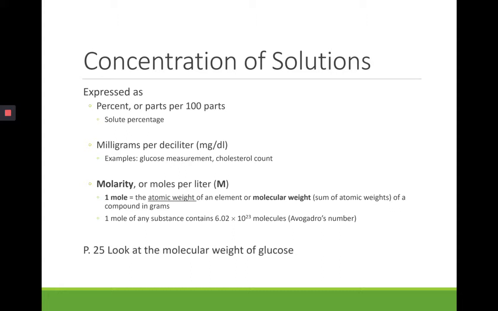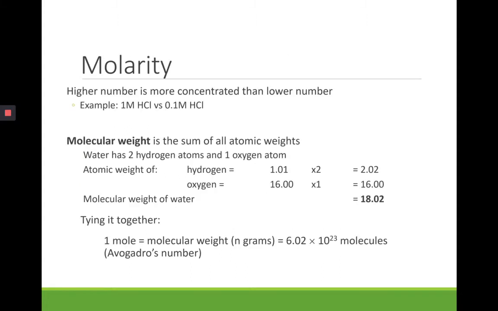And we're going to look at one example of how to get molecular weight, because 1 mole, the atomic weight of an element, is the same thing as molecular weight. So to calculate molecular weight for a compound, we would want to take the masses of those elements from the periodic table, make sure that we represent how many of that particular element or atom is in the compound, and then add the weights together.